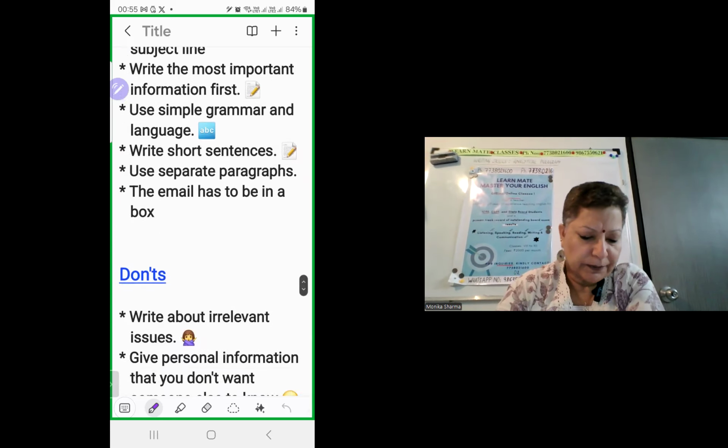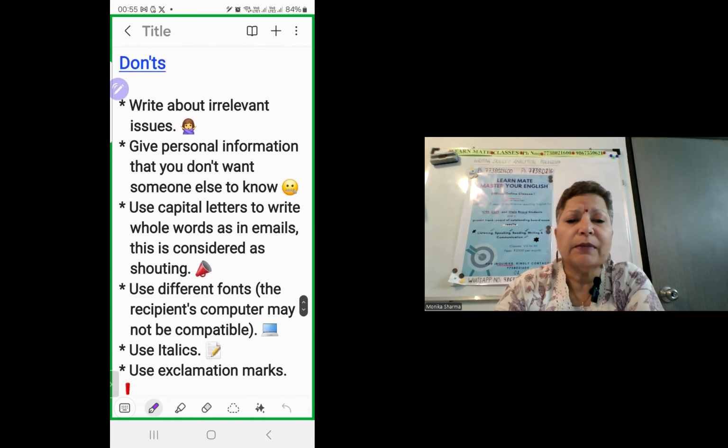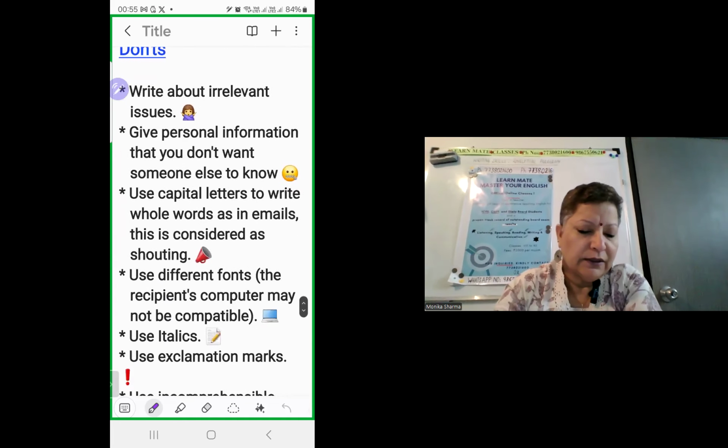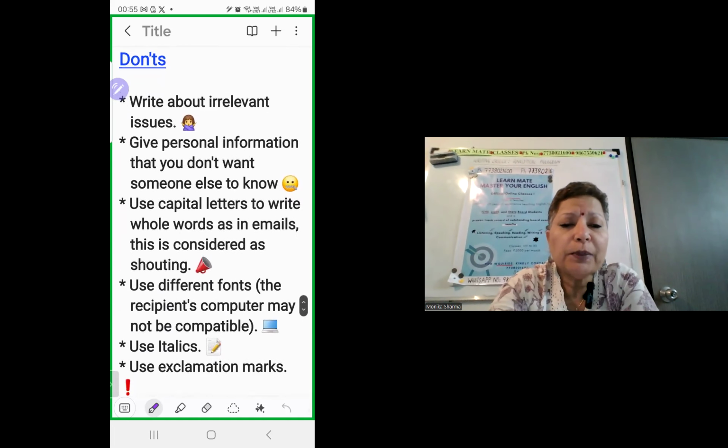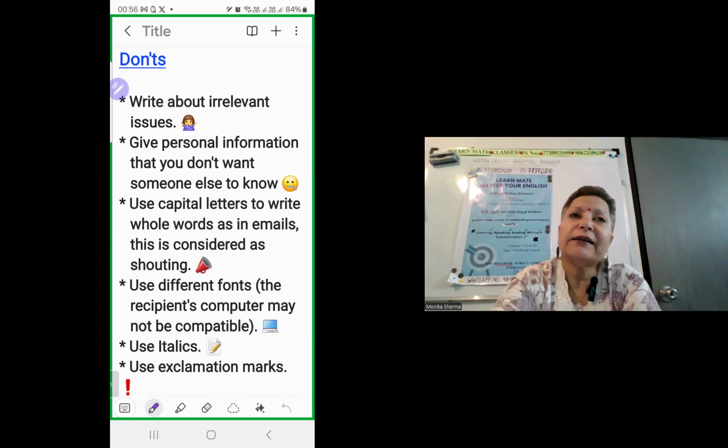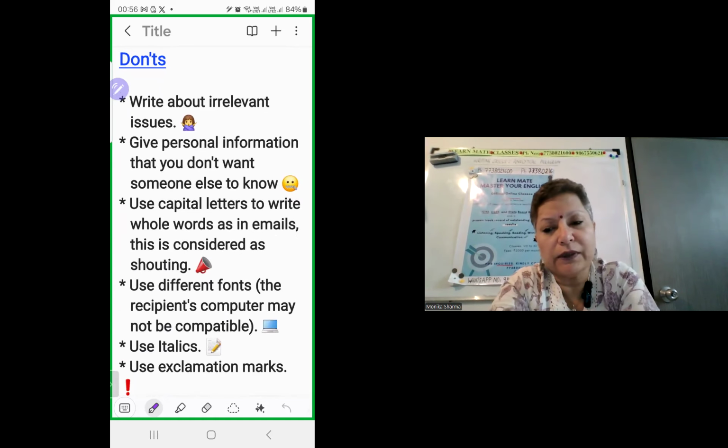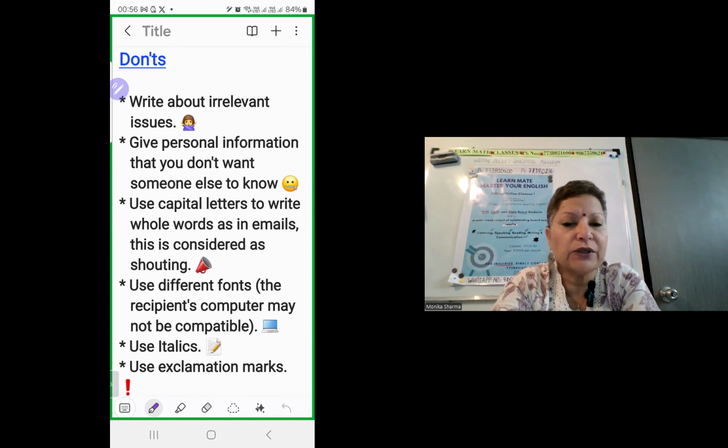Now let's talk about the don'ts. Do not write about irrelevant issues. I've just described that to you. Do not give out personal information that you don't want anyone else to know, because when you're writing an email, it is not necessary that it is going to be opened by that very specific person to whom it is addressed. It may be opened by many people. That email ID may be accessed by other people also. So do not give out unnecessary personal information which can otherwise be used in a negative way or misused.